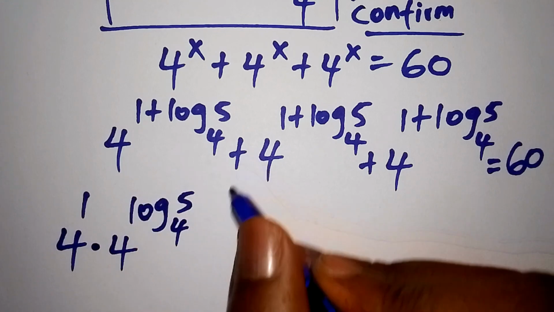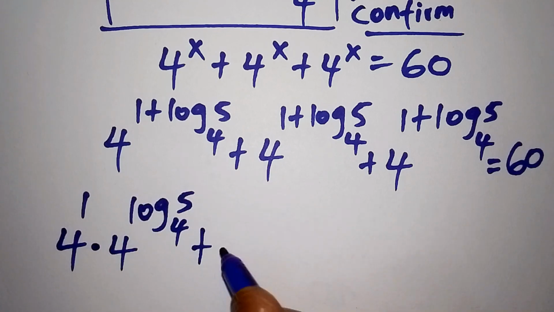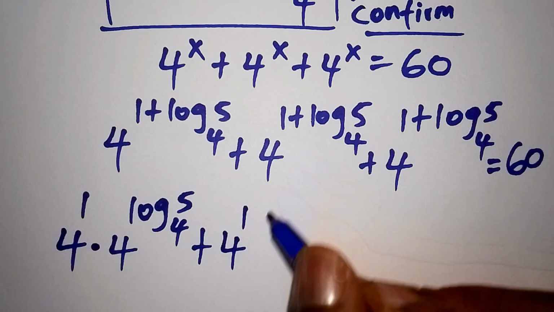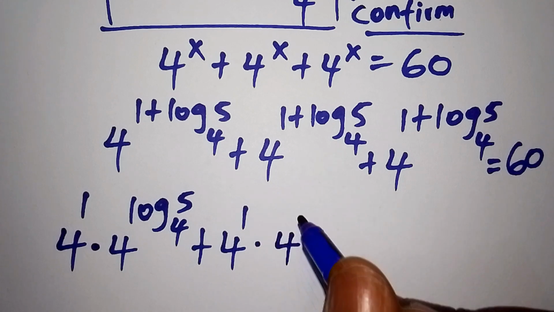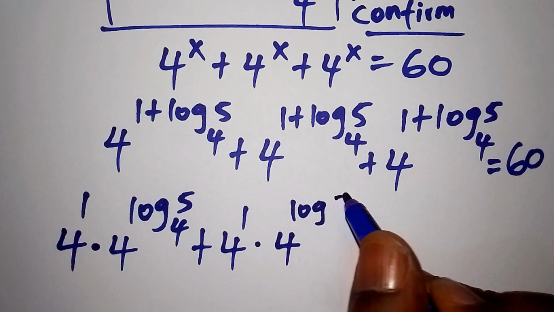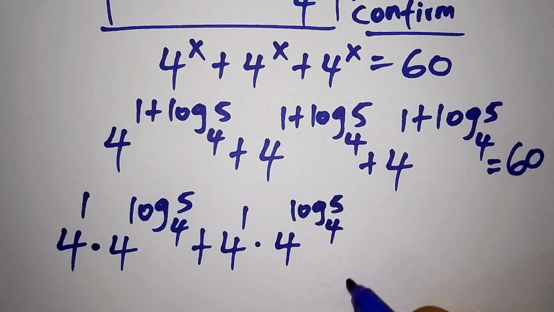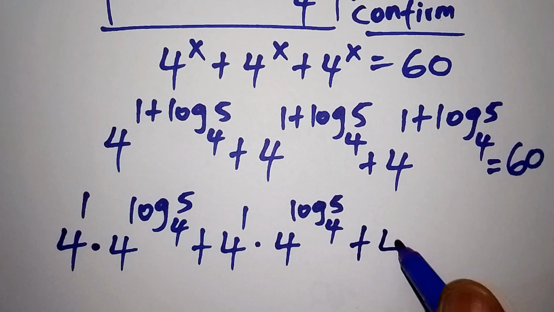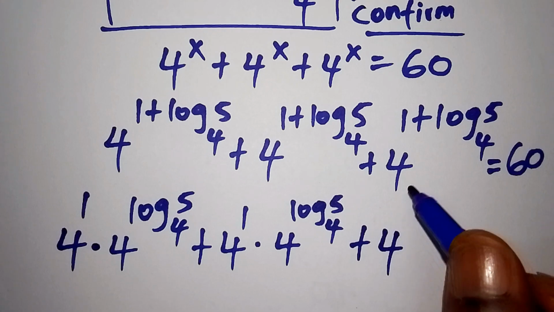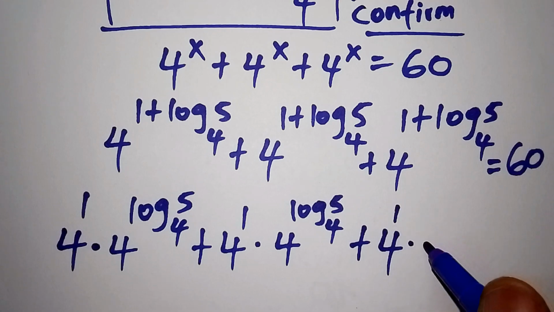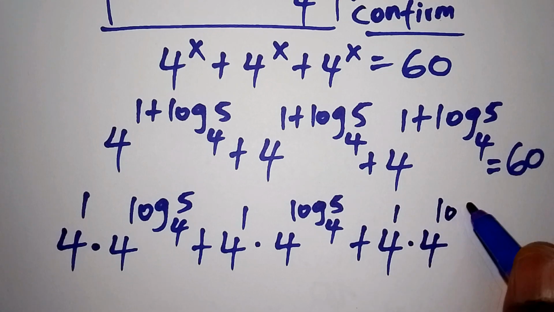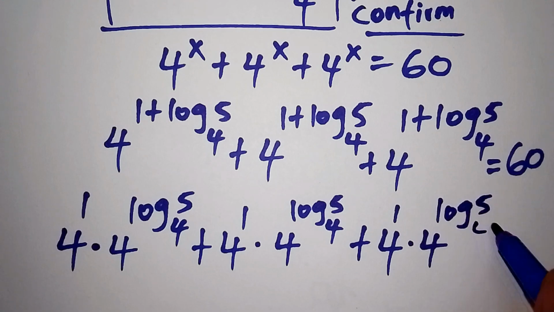Then addition, we shall still have our addition, then 4 to the power of 1, then the plus means multiplication, 4 to the log of 5 to the base of 4. Then the plus, we shall still have plus, then 4 to the power of 1, multiplied by 4 to the power of the log of 5 to the base of 4, is equals to 60.